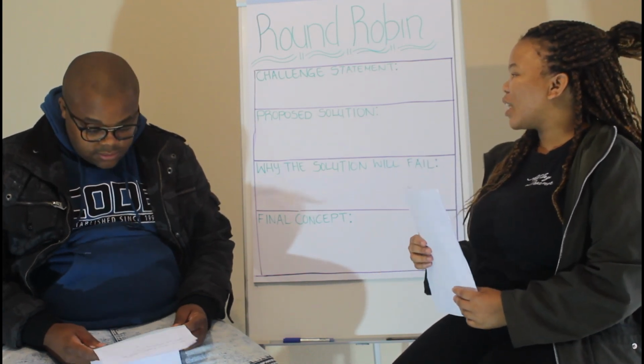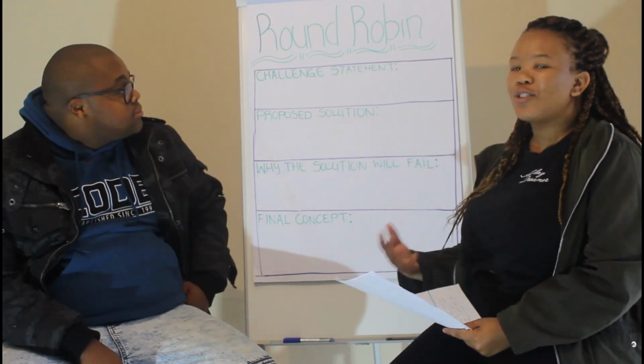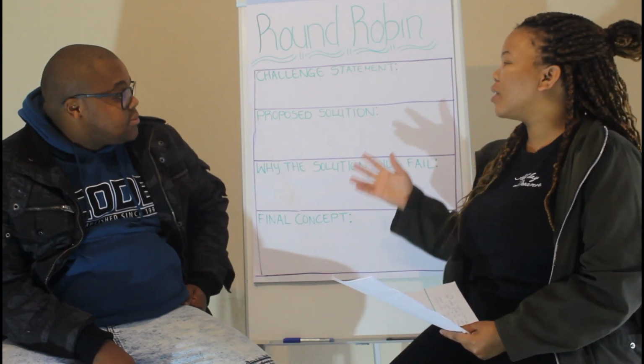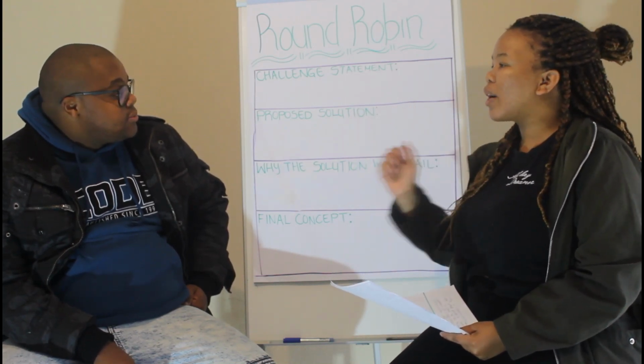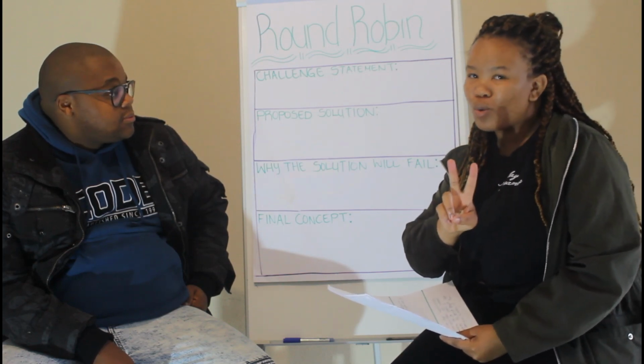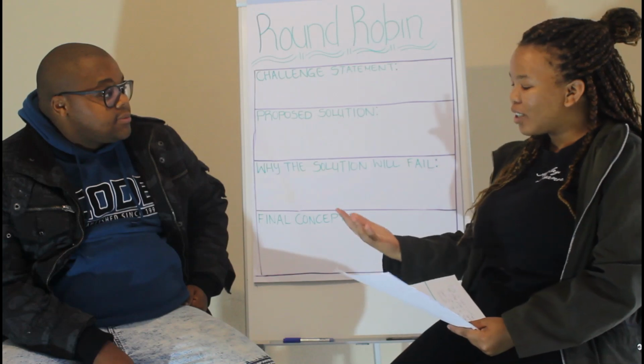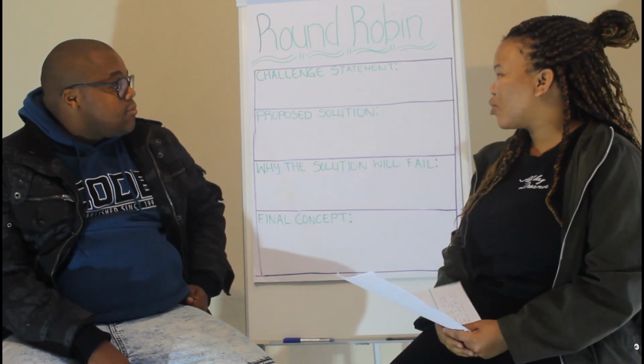So what we then do is that you take 5 minutes to write the proposed solution. In the interest of time, because this is a video, we've already written down the proposed solution. Calvin came up with 2 proposed solutions and I also came up with 2 proposed solutions, and we're now going to share those proposed solutions. Maybe you can introduce the first one that you came up with.